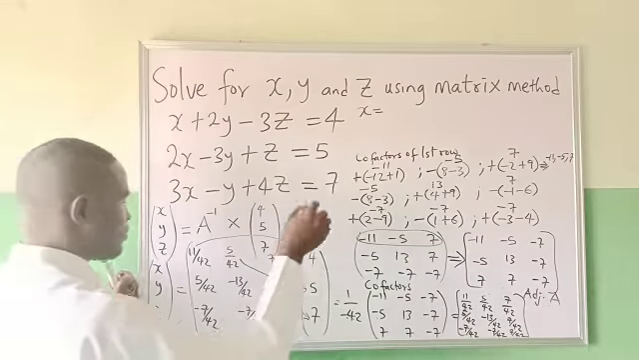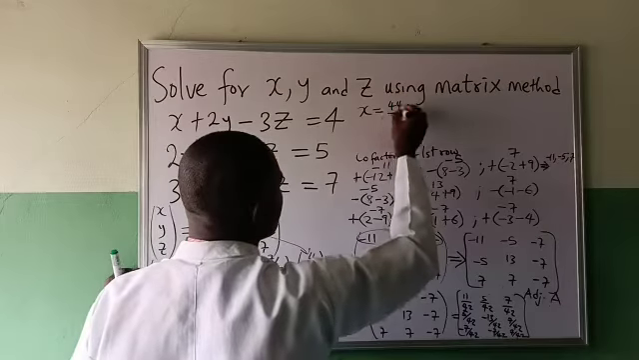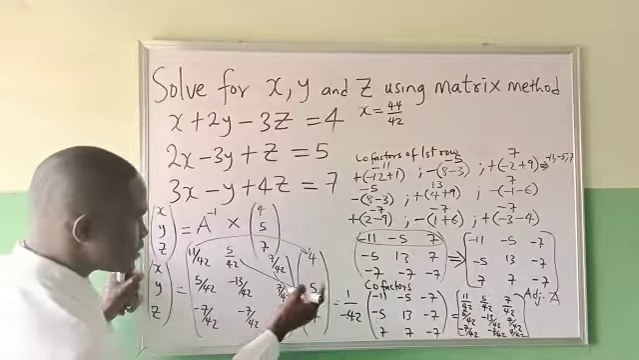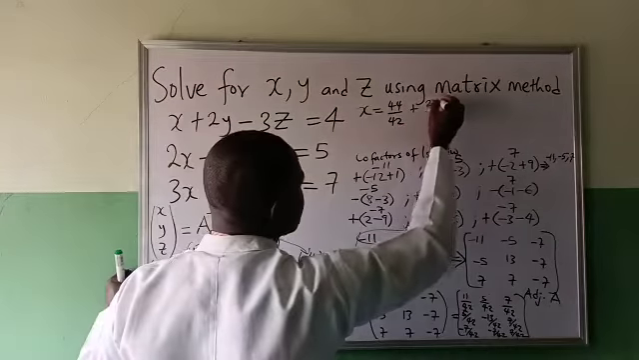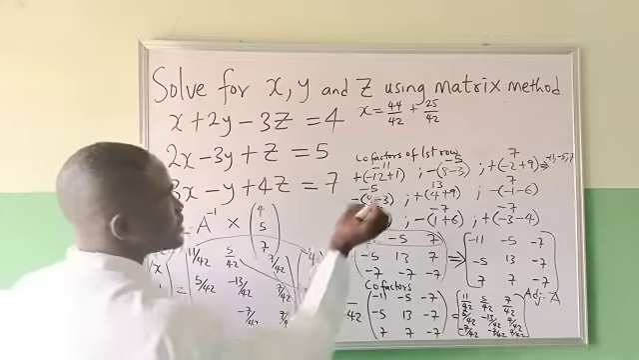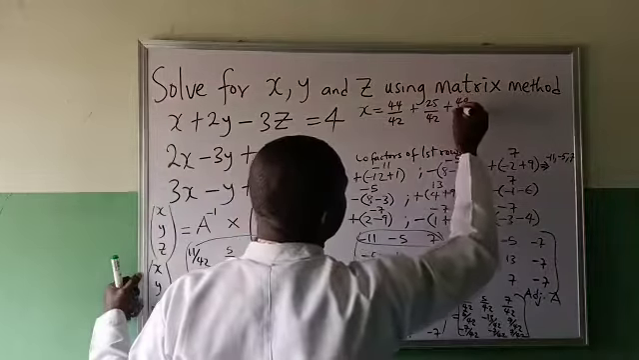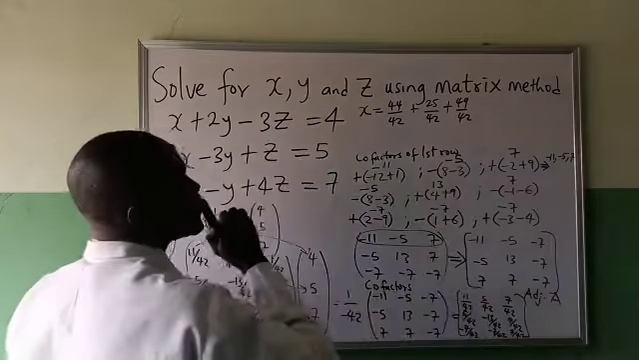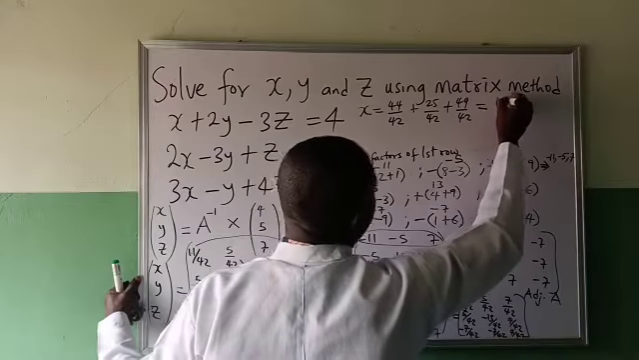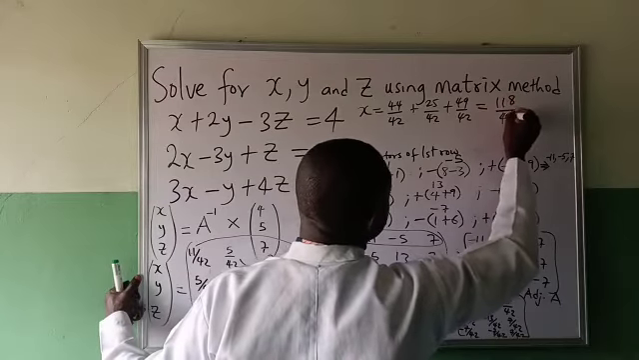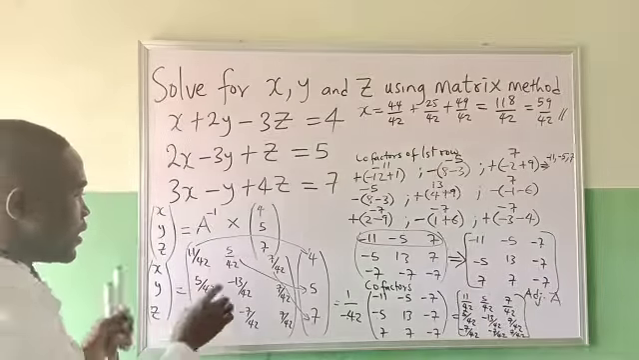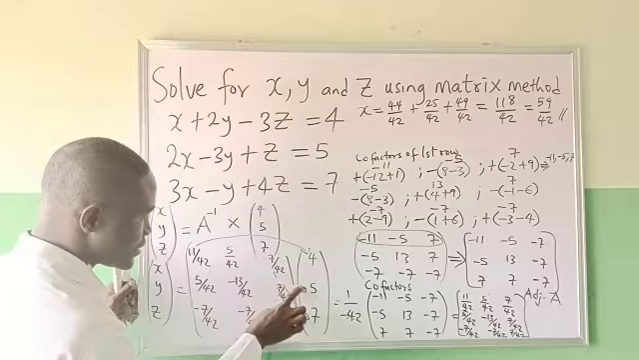This times this, 44 over 42. This times this, plus 25 over 42. This times this, plus 49 over 42. That will be giving you 69 plus this. That is 118 over 42. That is your x. Then we clean this.